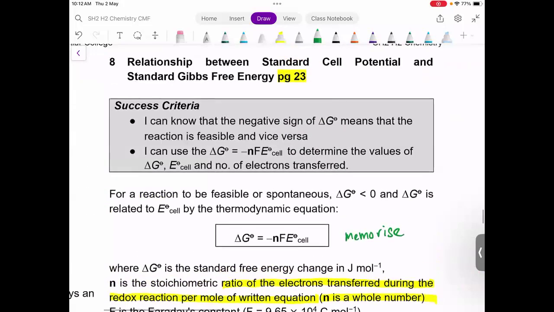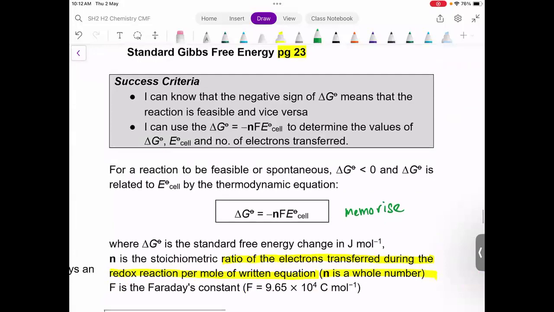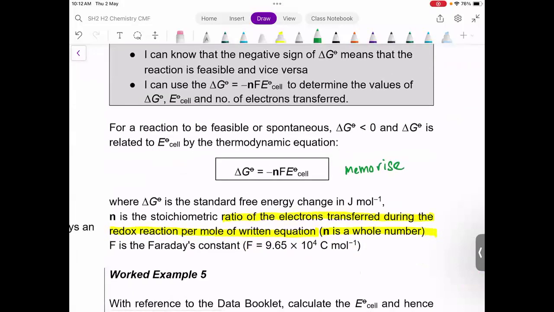All right, so this is the delta G. This delta G equation, you have to memorize. It is not provided in the data booklet. It will be delta G equals to negative nFE. For a spontaneous reaction, delta G must be less than 0. For a spontaneous reaction, E cell must be more than 0. So the difference in sign is due to this negative sign over here.